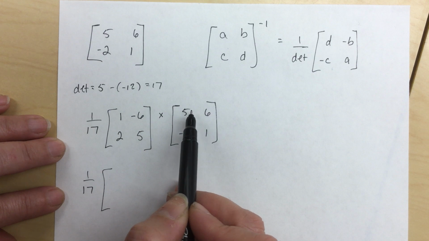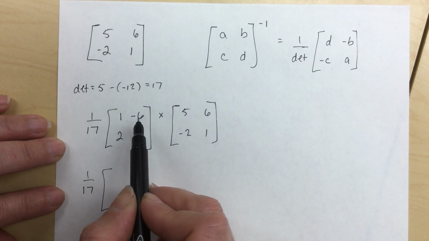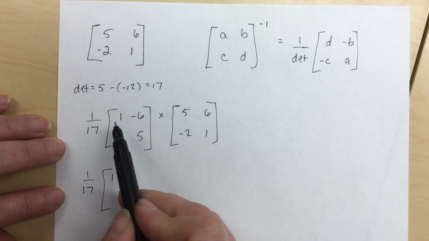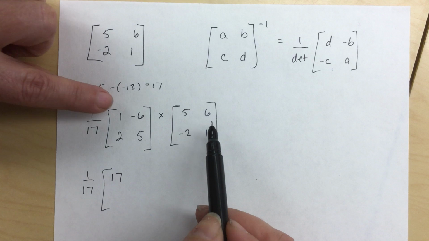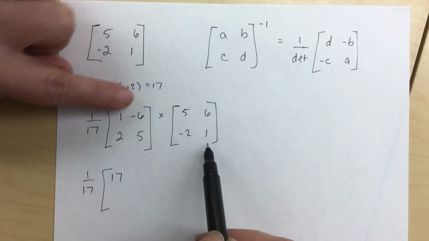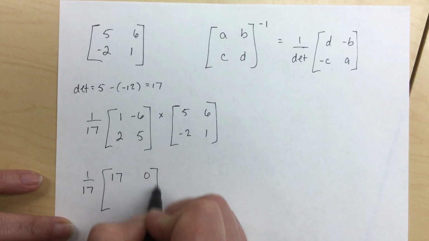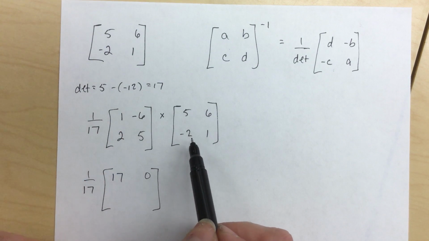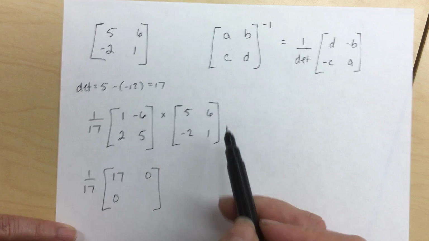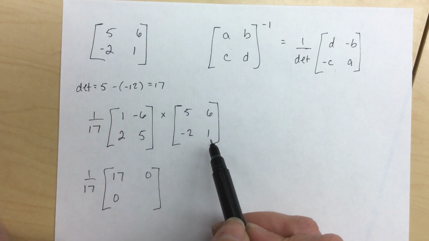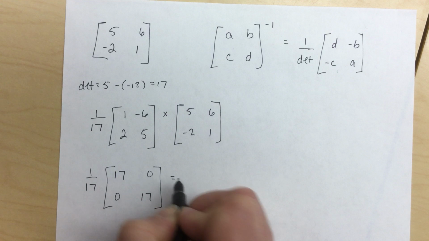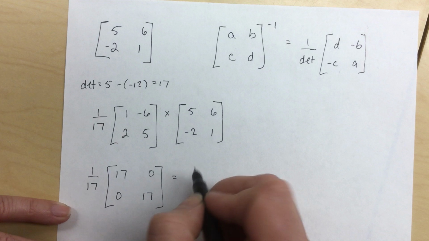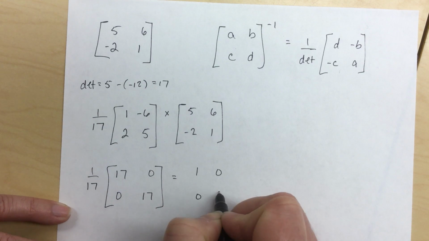So 1 times 5 plus 12, 5 plus 12 is 17. Then I'm going to take this row and this column. So that's a +6 plus a -6. That's 0. Then this row and this column: 10 plus a -10 is 0. And 12 plus 5 is 17. Now I'm going to multiply this fraction through this matrix and I get 1, 0, 0, 1.